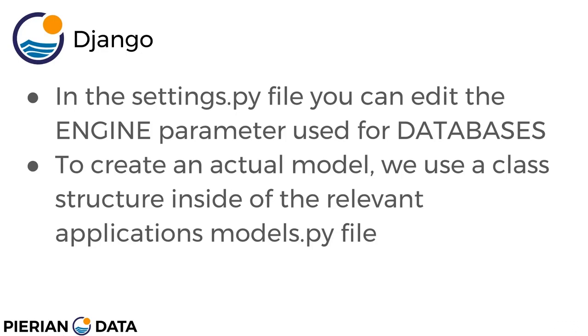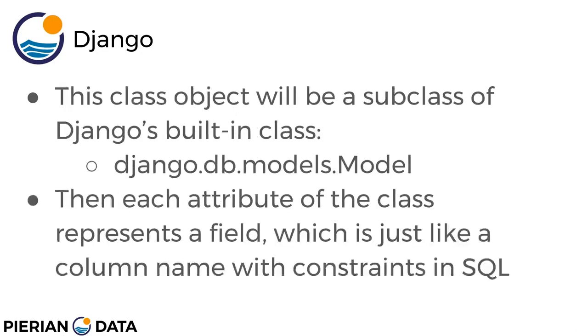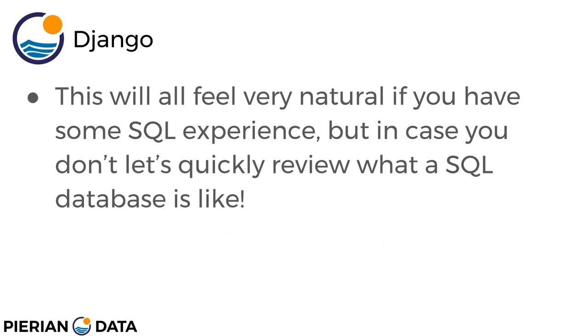Then to create an actual model, we use a class structure inside of the relevant application's models.py file, which we haven't actually edited yet, but we will in the next lecture. This class object will be a subclass of Django's built-in class, django.db.models.Model. So basically, you're going to inherit from this built-in model class. Then each attribute of the class represents a field, which is just like a column name with constraints in SQL. This will all feel very natural if you already have some SQL experience.